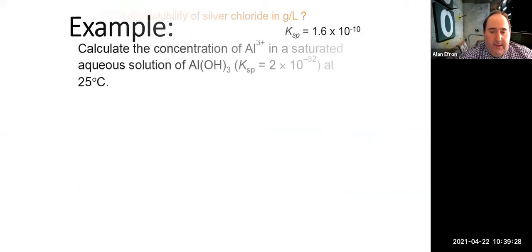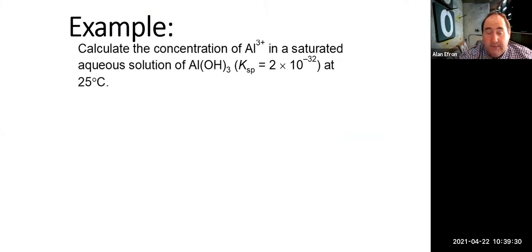All right, let's try another one here. We'll calculate the concentration of aluminum in this saturated solution of aluminum hydroxide, Ksp for aluminum hydroxide, 2 times 10 to the minus 32 at 25 degrees Celsius. Temperature not really important in the calculation, to be honest with you. So take a moment here and see what you come up with, and we'll talk about it.